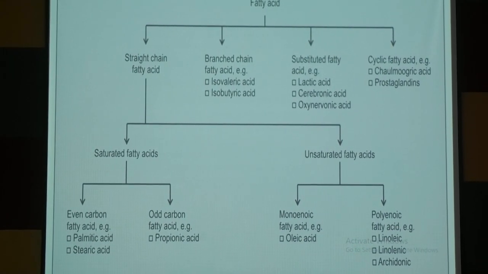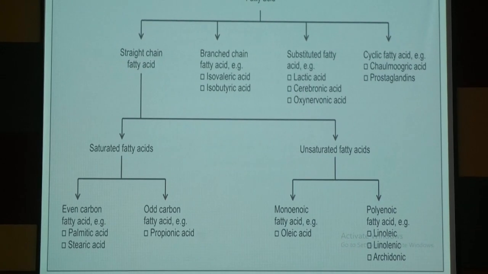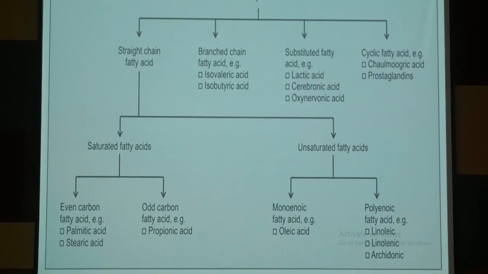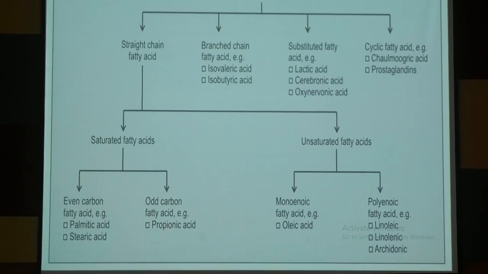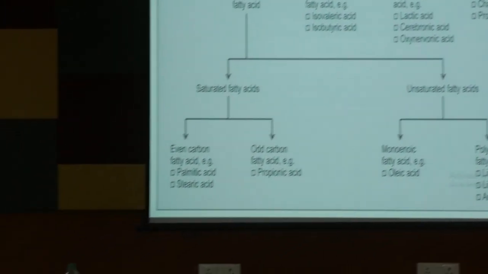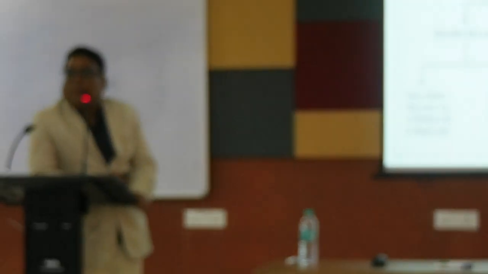Chaulmoogric acid, the example of the last classification you were given, is present in flowers. And prostaglandins are formed from the icosanoids. It is a local hormone. We call it a local hormone, but it is formed from the icosanoids. Icosanoid is what? It is a 20 carbon chain, which is the precursor for the synthesis of prostaglandin.